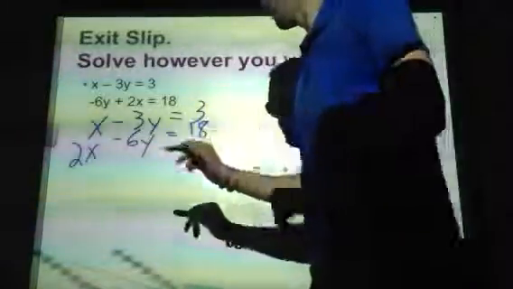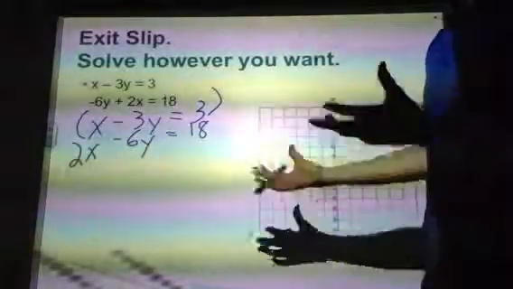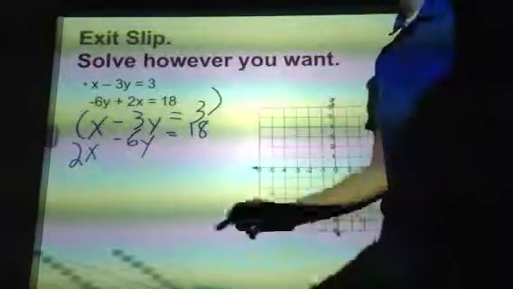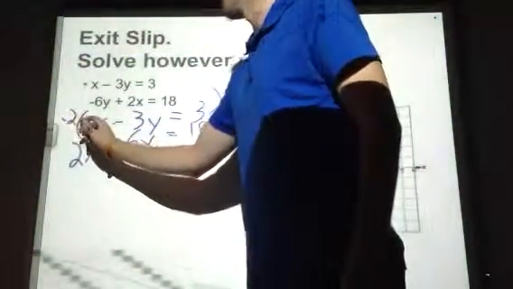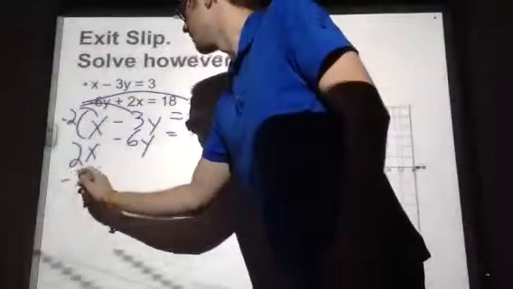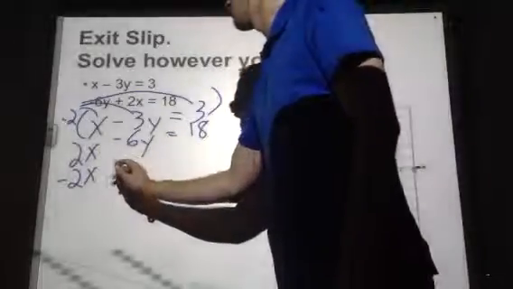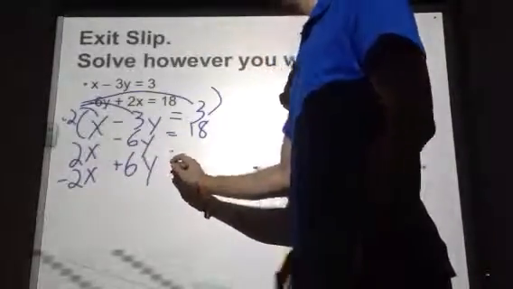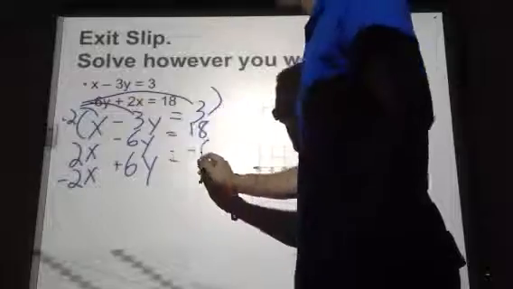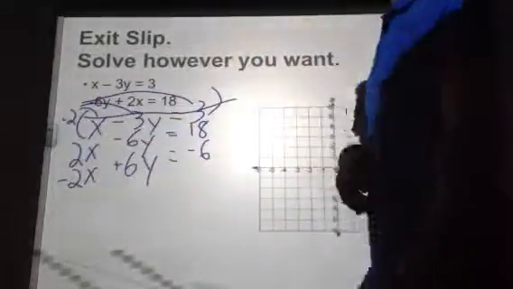Okay, so now we fix that. Okay, so let's try to cancel out the x's. So we'll multiply that top equation by negative 2, distribute the negative 2 to everything. So our new equation is going to be negative 2x plus 6y equals negative 6. Okay? So there's our system.